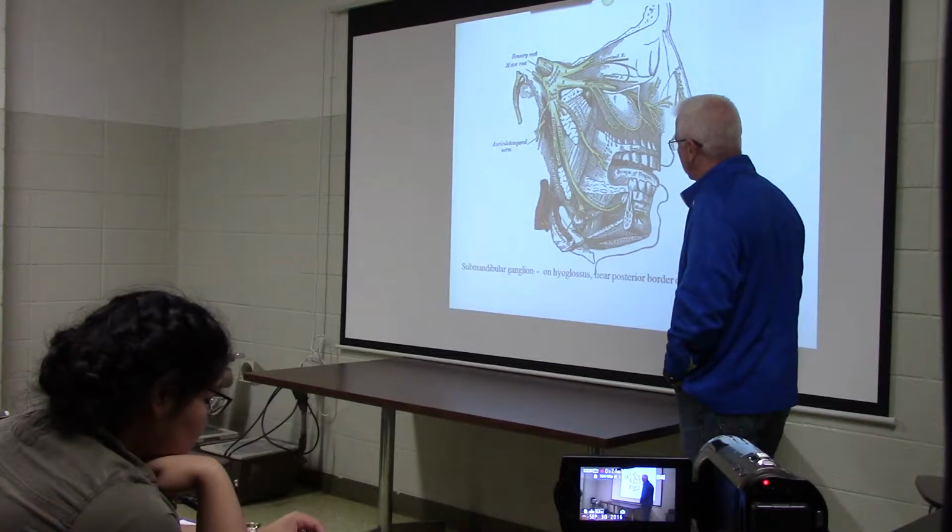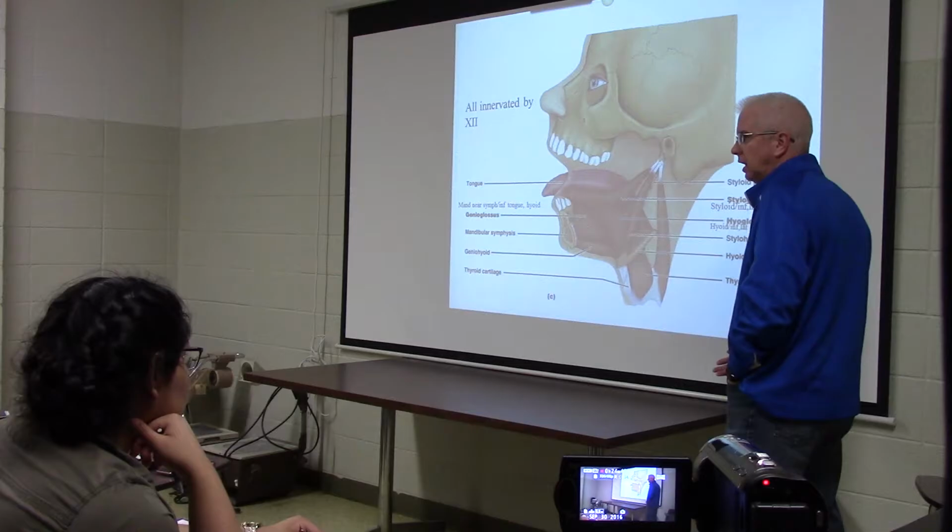Now this also gives us a good chance here to talk about the other muscles attached to the tongue. They are all innervated by cranial nerve 12. What is the name of cranial nerve 12?